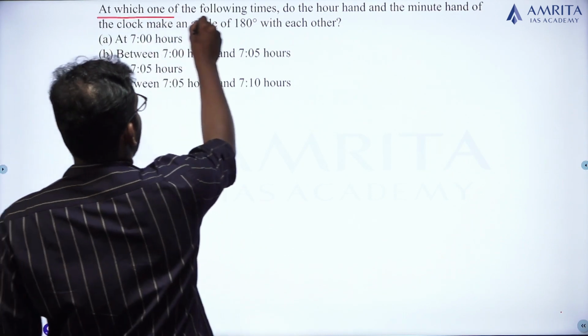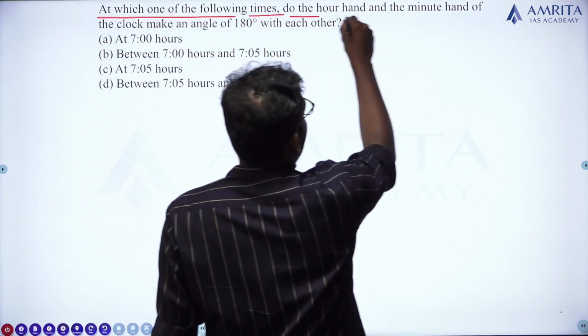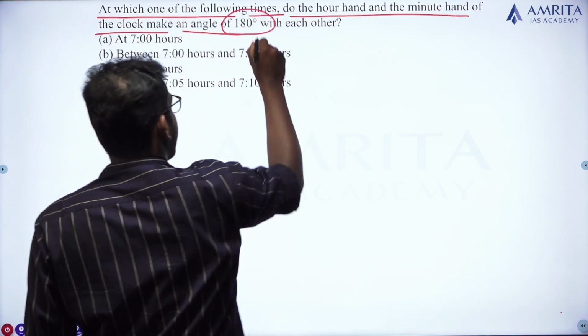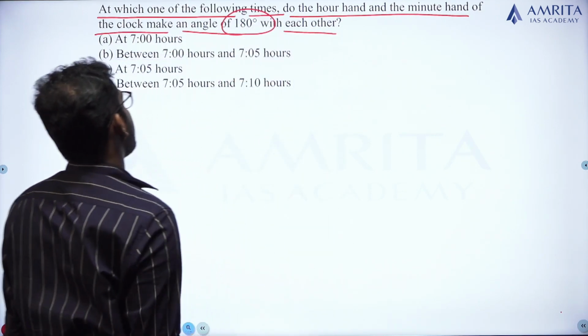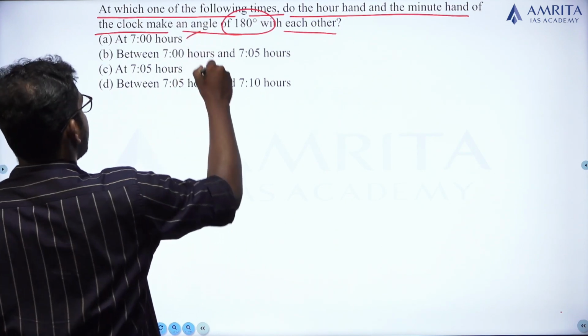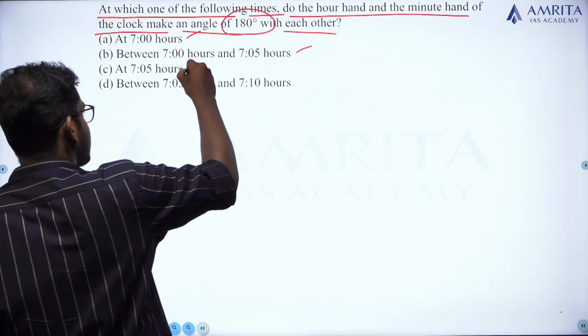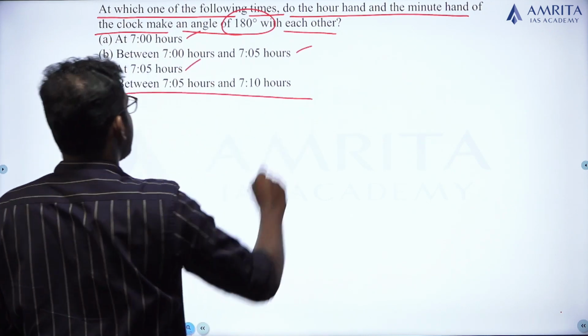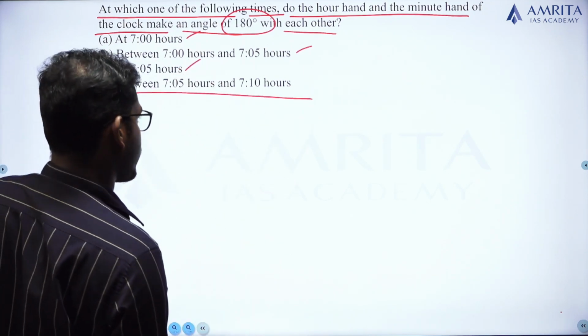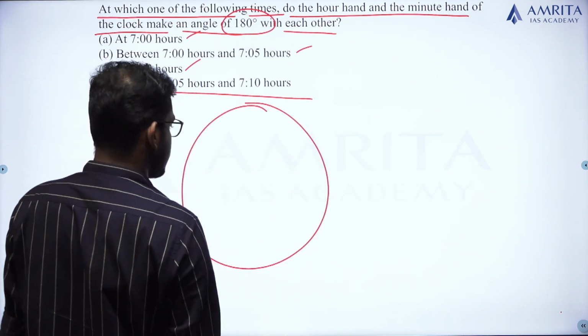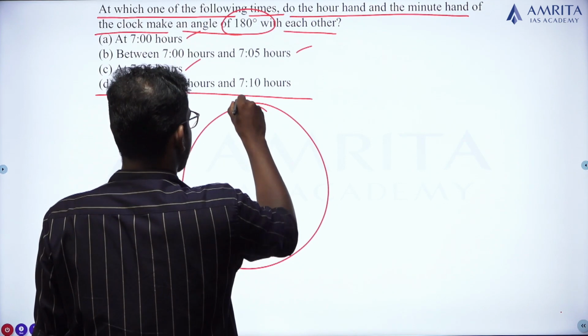At which one of the following times do the hour hand and the minute hand of the clock make an angle of 180 degree with each other? First option at 7 hours, second option between 7 and 7:05 hours, third option at 7:05 hours, last option between 7:05 and 7:10 hours. Okay, so let me draw the clock diagram for this question.